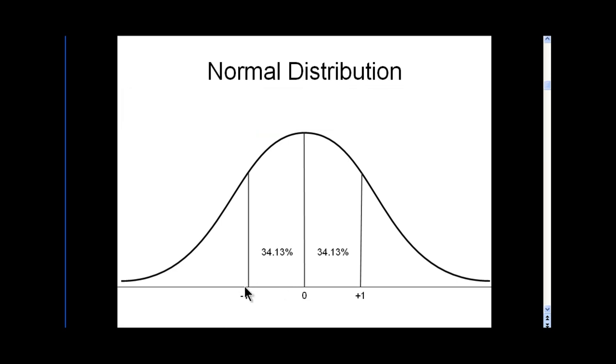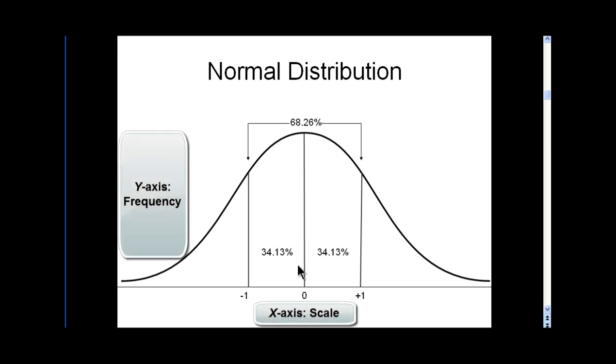Between 0 and -1, you're going to have 34.13% of the scores. And conversely, between 0 and +1, you're also going to have 34.13% of the scores. So in total, you get 68.26% of all observations within plus or minus 1 standard deviation away from the mean.